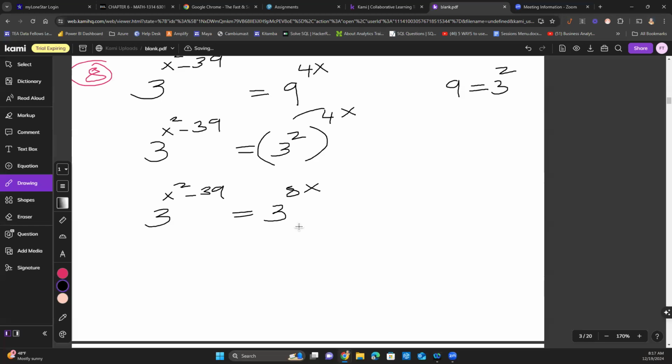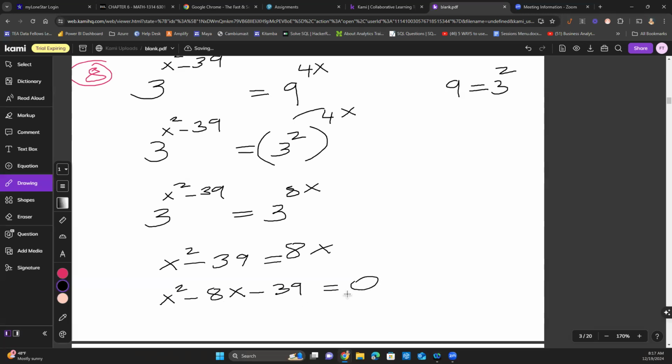Now, when the bases are the same, I can set the powers equal to each other. So the power on the first side is x squared minus 39. And I can set this to 8x. So this is a little more challenging than the other equations because here we're going to get a quadratic equation. So x squared stays here. I'm going to bring down the 8x as negative 8x to the first side, and negative 39 will stay, and I will set this quadratic equation to 0.